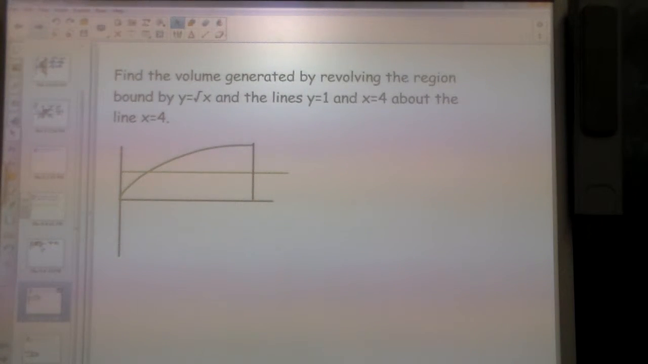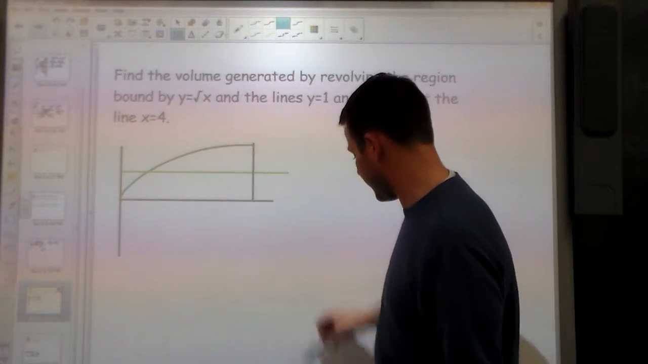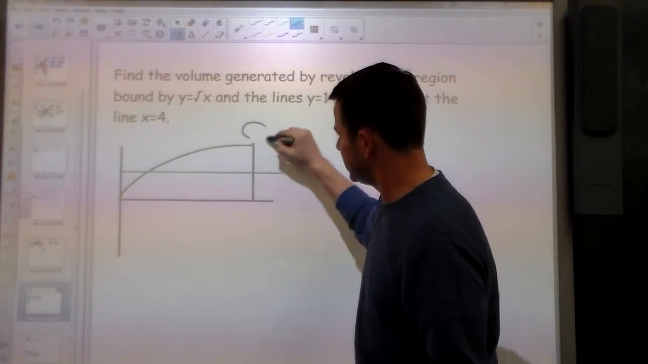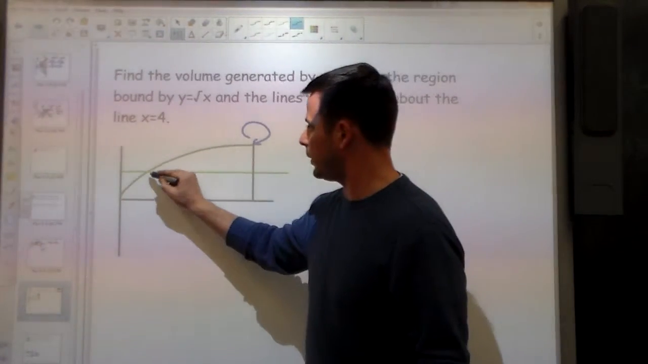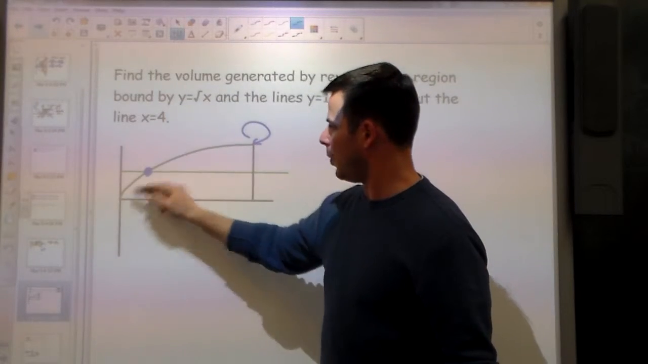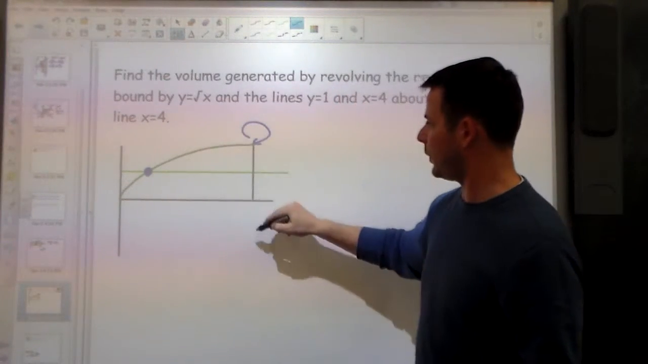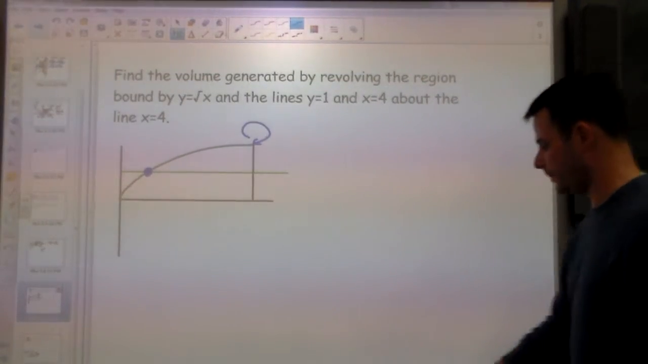Let's say we want to revolve about a different line. Let's use the same region that we discussed, except now we want to revolve about the line x equals 4. So here is our line of revolution. We're still using the area bound by y equals 1, y equals radical x, and x equals 4, except now we're revolving it about the vertical line.